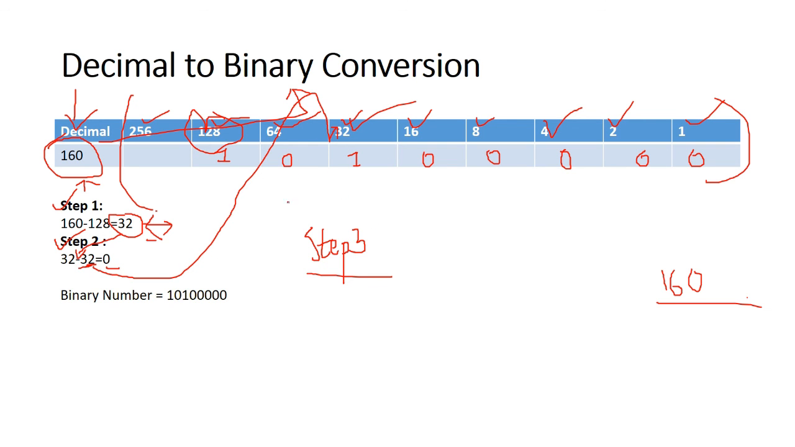So the final answer to this one should be 1, 0, 1, 0, 0, 0, 0, 0. So 1, 0, 1, then followed by 5 zeros. So this is what our final answer is.